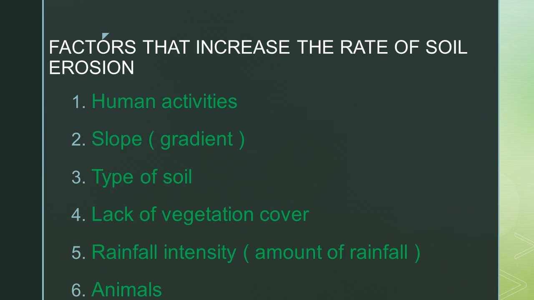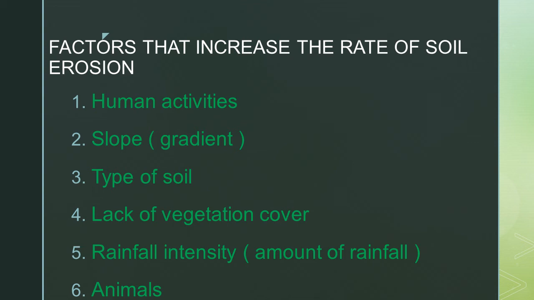Number 2, slope, also known as gradients. Steep slopes are more prone to soil erosion than gentle slopes or flat areas. Therefore, the steeper the slope, the faster the rate of erosion.